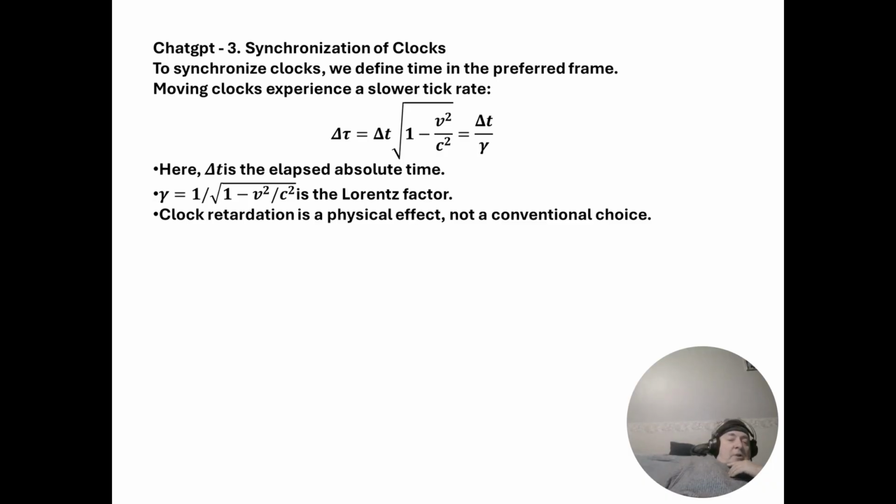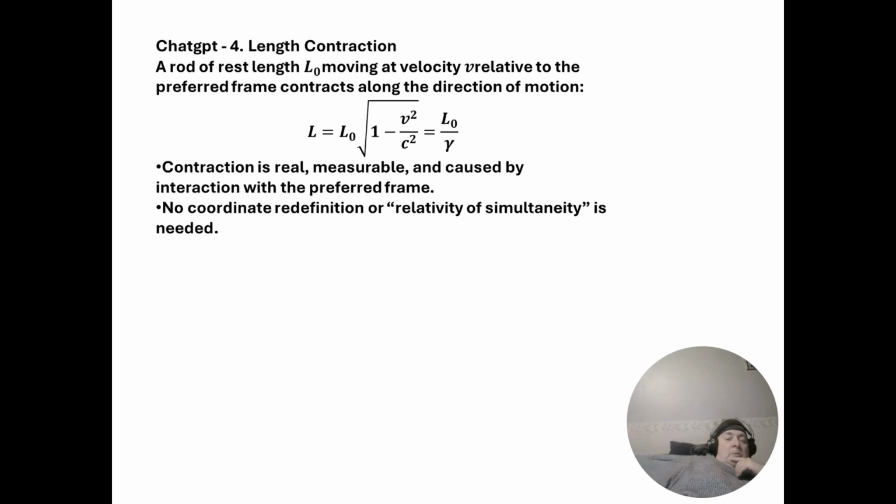Next comes the synchronization of clocks. To synchronize clocks, we define time in the preferred frame. Moving clocks experience a slower tick as per that formula, where there is an elapsed absolute time given by that delta t. Then the gamma factor is the Lorentz factor. Clock retardation is a physical effect, not a conventional choice. Then we go on to the length contraction. A rod of rest length L subscript 0 moving at velocity v relative to the preferred frame contracts along the direction of motion according to that equation. Contraction is real, measurable, and caused by interaction with the preferred frame. No coordinate redefinition or relativity of simultaneity is needed.